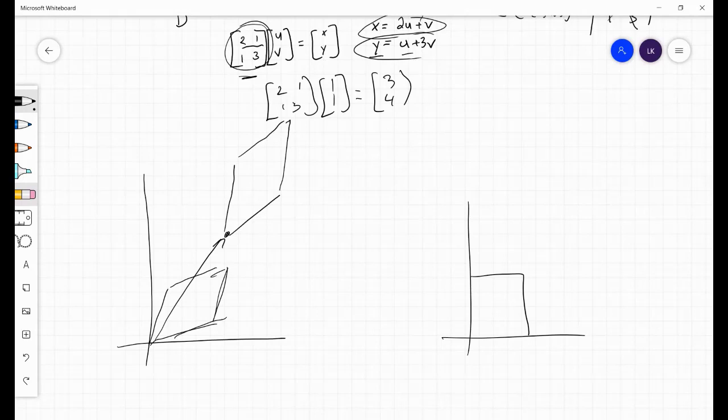Then we have to talk about polar coordinates. All right, thank you.